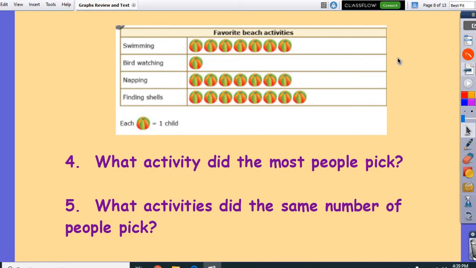Alright, number 4. Now we're going to be using this picture graph. Number 4 says, what activity did the most people pick? So what was the thing that most people picked? Number 5. What activities did the same number of people pick? So were there any activities that were the same, and what were they?